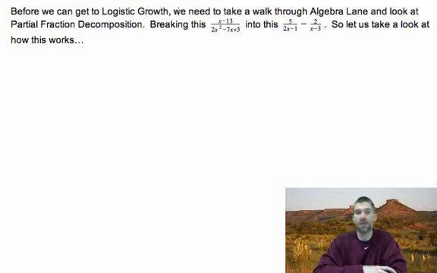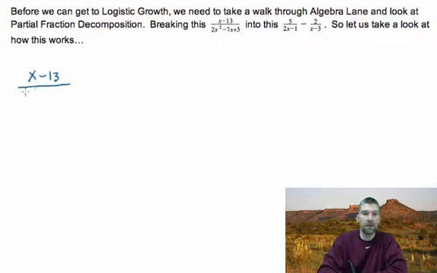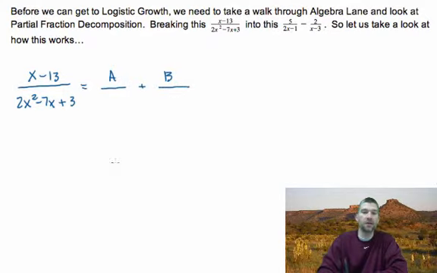You may or may not have seen this before, but it's the process of taking a complicated fraction such as (x minus 13) divided by (2x squared minus 7x plus 3), and setting it equal to two smaller fractions, okay? And those smaller fractions are going to be actually easier to integrate and use. So how does that work?